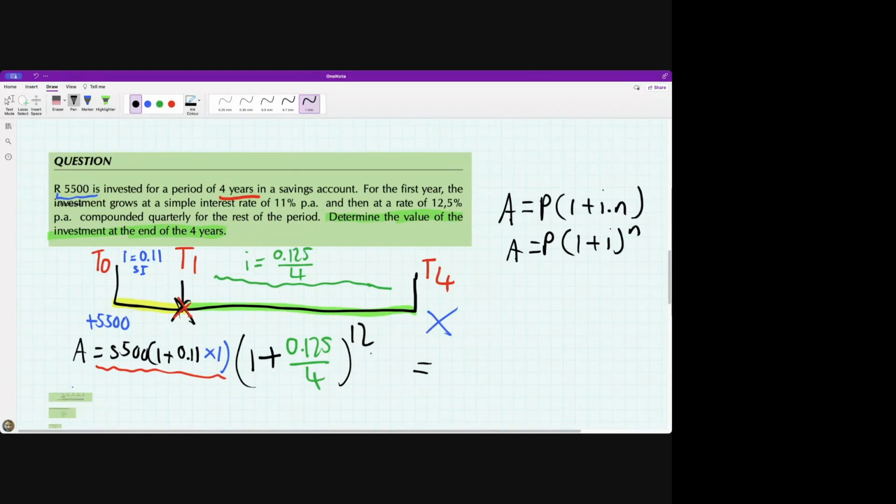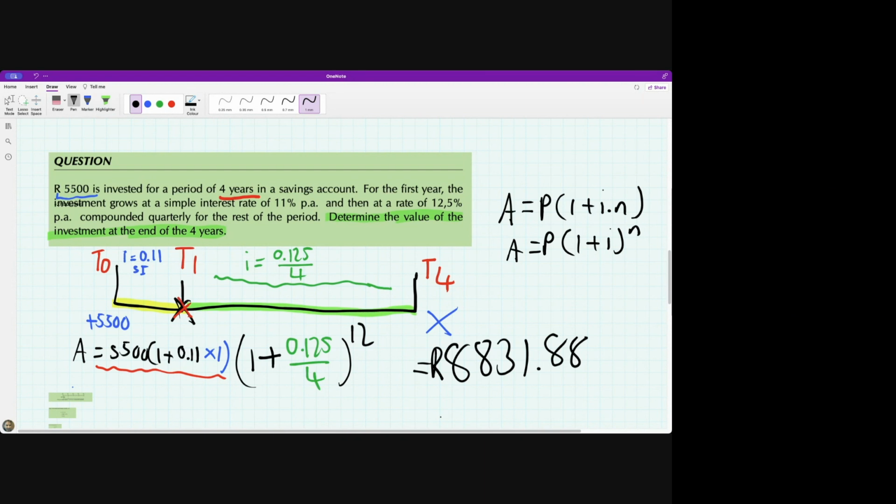I'm going to go 5,500 times, open bracket, 1 plus 0.11 times 1, close bracket, equals, and I get a number, then I go times, open bracket, 1 plus fraction, 0.125 over 4, close bracket, to the power of 12, and I'm getting 8831.88. And Callan and Pufunzo agree with me. Anybody else agree with me?